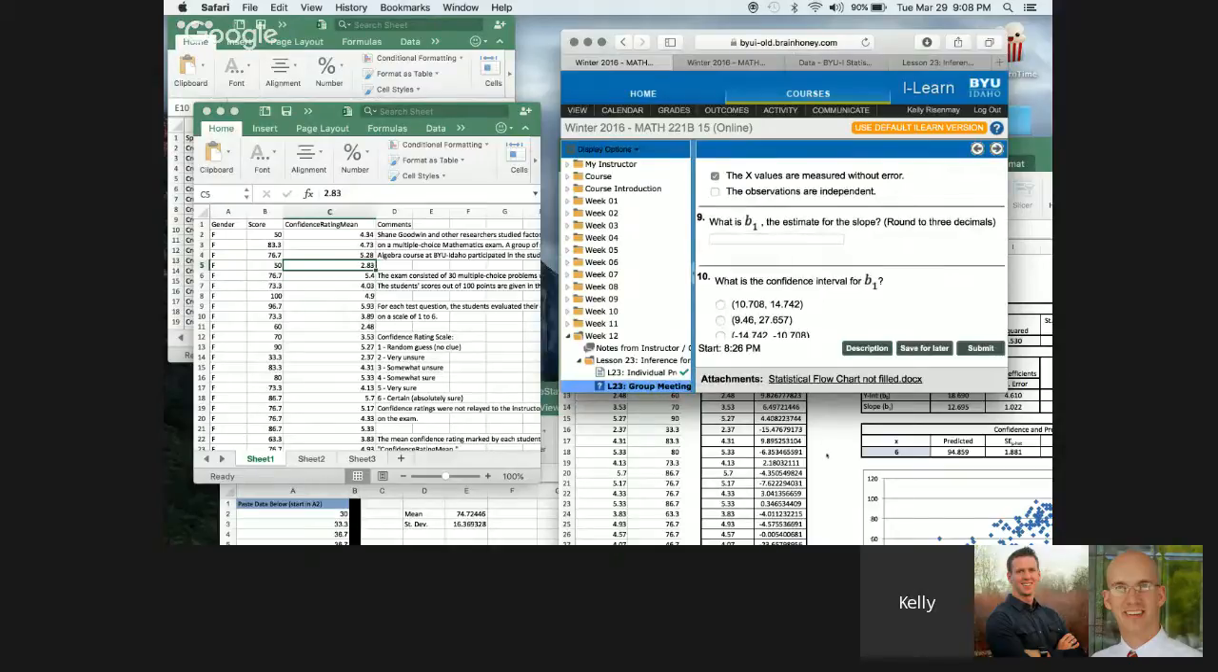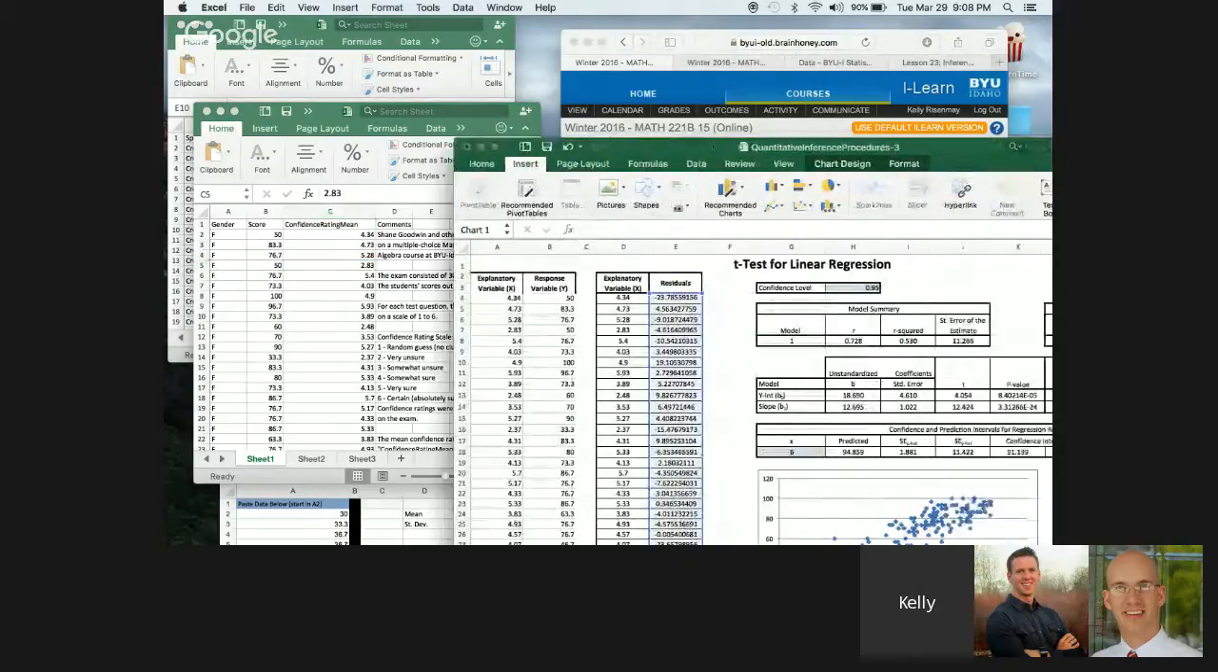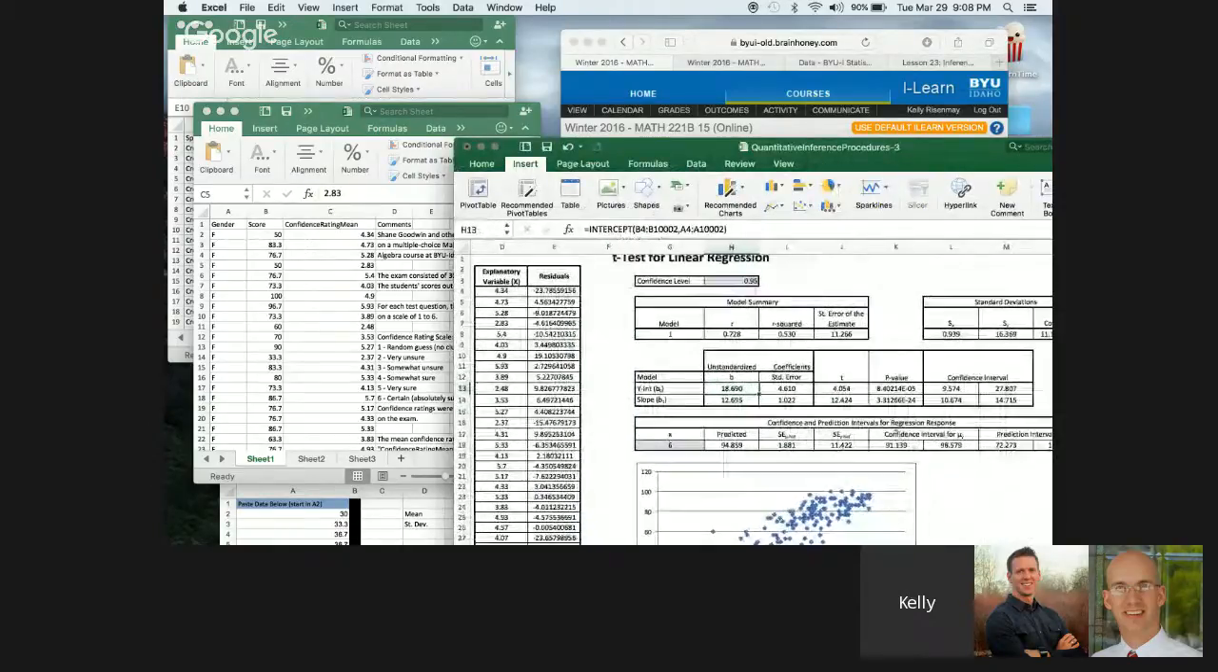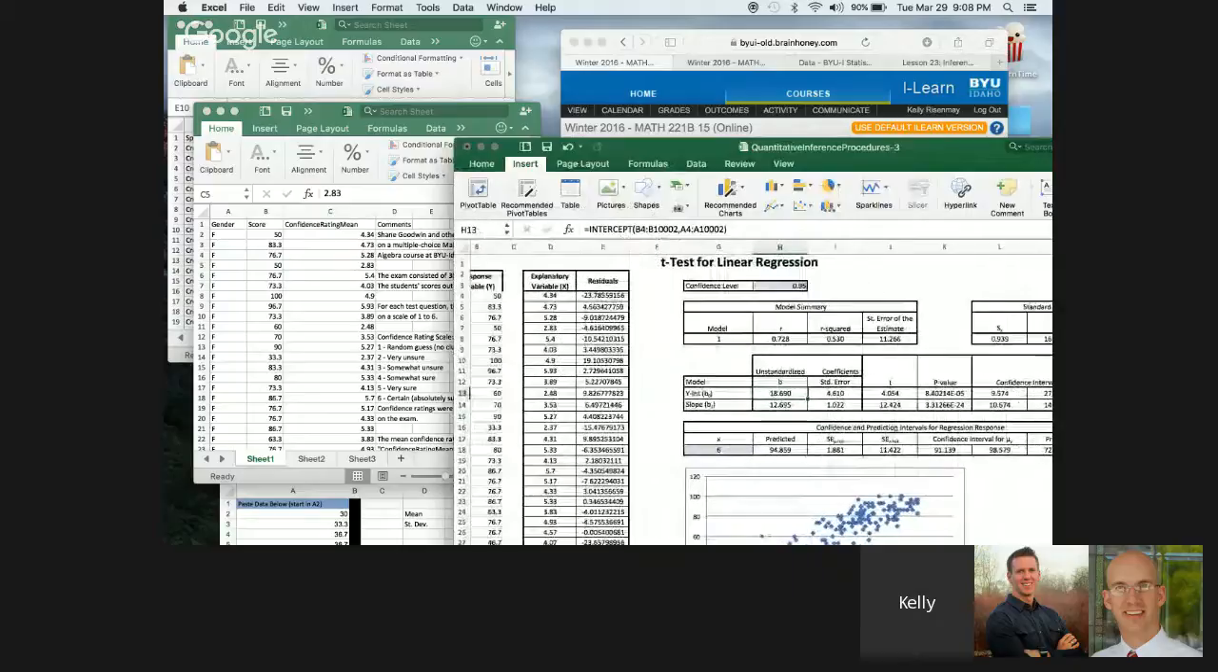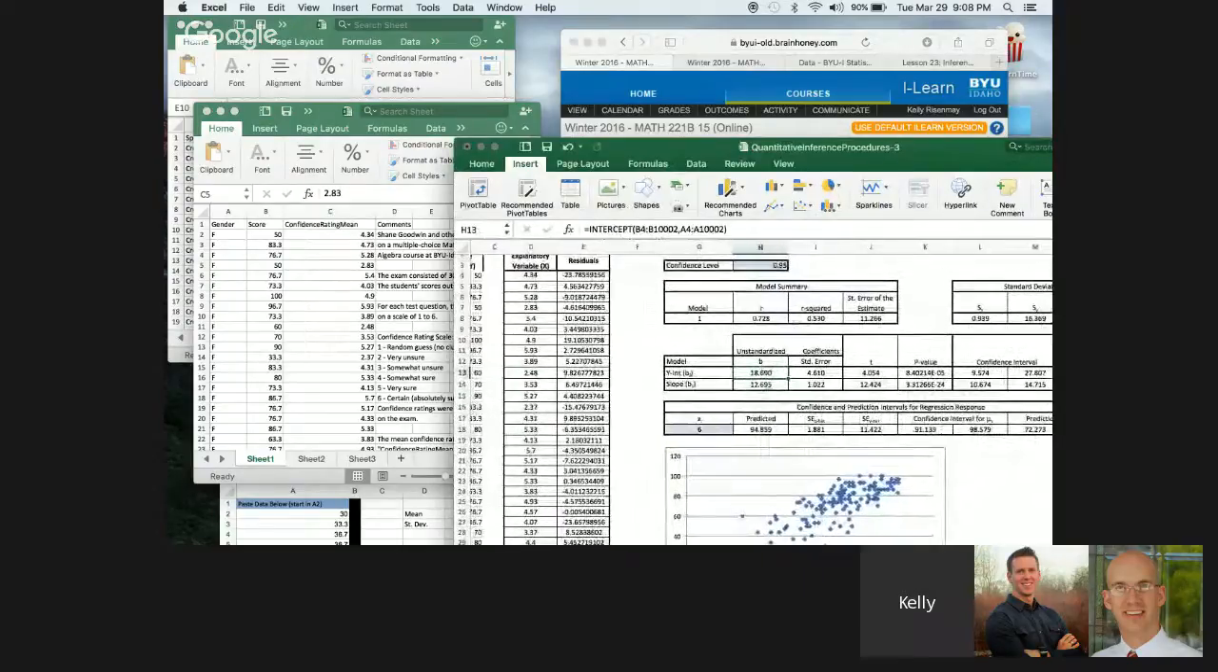Moving on to number 9. It says, what is B1, the estimate for the slope? Can you look at your data there, Kelly? Yeah, I am right now. Is it this one right here? 12.695. 12.695. And yes, that's what he got as well.